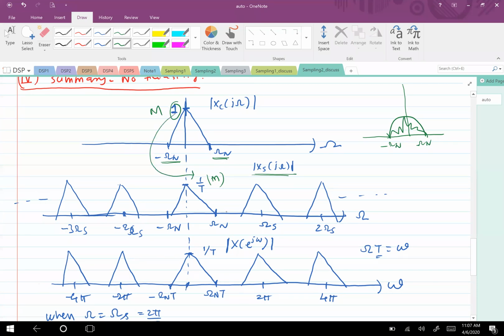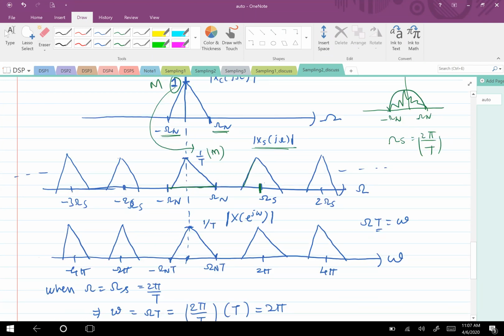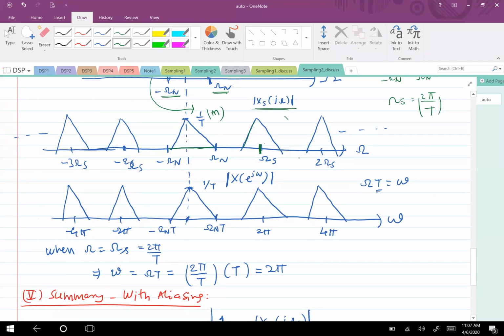Now for the next copy, other than that, in the x-axis there is no variation. The same copy identically has been placed at omega s, 2 omega s, and so on. This omega s is equal to 2 pi by T, where T is the rate at which you are sampling. The smaller the value of T, the farther the copies are kept, so that there will not be any overlap. And then moving from X of j omega to here, all that it changes additionally is this 1 by T, which would remain the same.